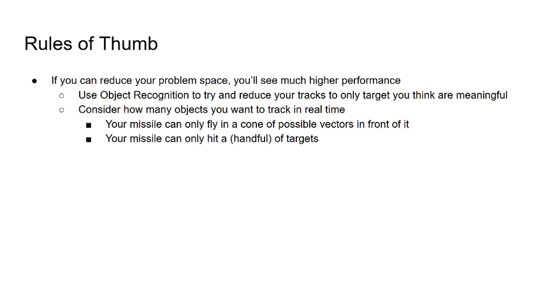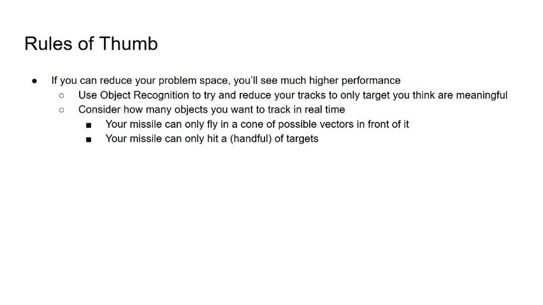If you can reduce your problem space, you'll see higher performance. So reduce your bounding box. Would you put limits on how many targets you actually want to track at a time? Use the object recognition to try and reduce the things you think are meaningful. If you have 100 objects and 3 of them are tanks and the rest are trees, don't shoot the trees. Don't do that. We need those.